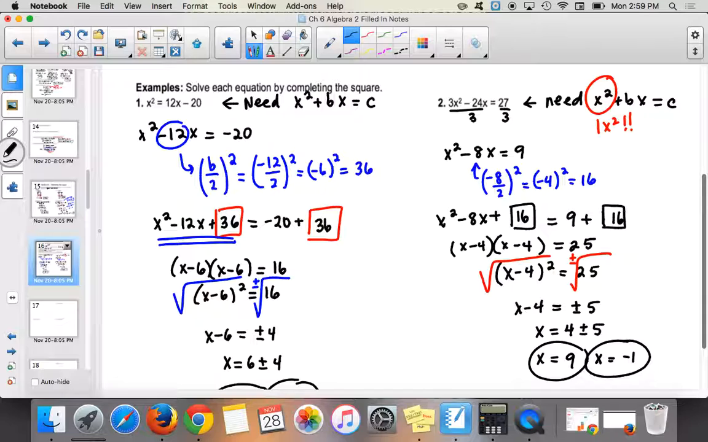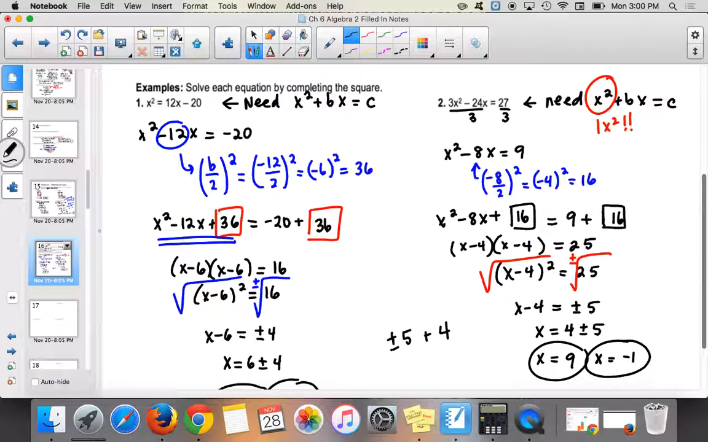Yeah, Christian? Couldn't it also be negative 9? Nope. Positive 1? Nope. Because you would do 4 plus 5 is the first answer, and 4 minus 5 is the second answer. So you use the plus for the first one, and you use the minus for the second. Nope, because you're adding that 4 over. So you could do plus or minus 5 plus 4, but it's still the same thing. Positive 5 plus 4 is 9. Negative 5 plus 4 is negative 1.